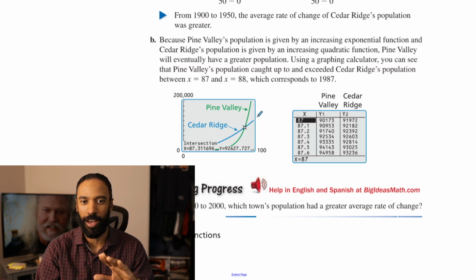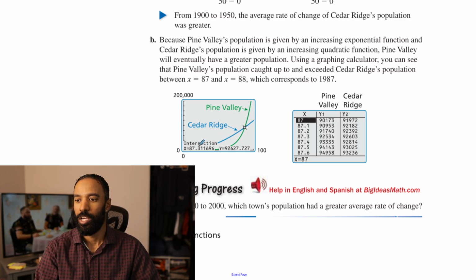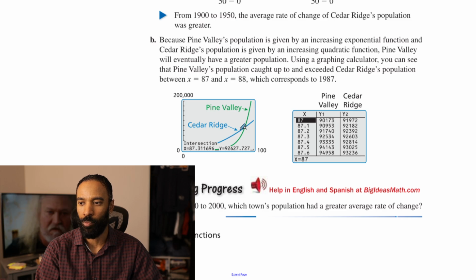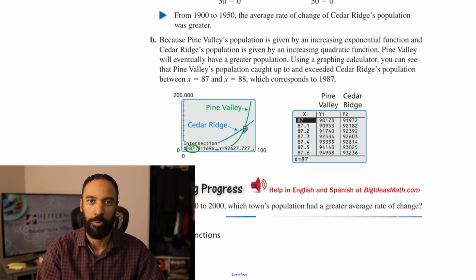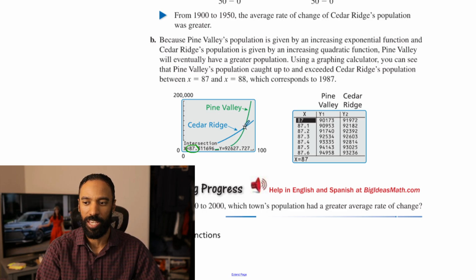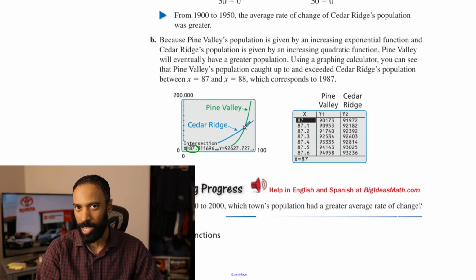They're using a graph to show you this. Cedar Ridge was winning at some year. Looks like 1987, they met. They're the same. Pine Valley just made babies. People moved in, whatever it was. In 1987, at some point, they tied.